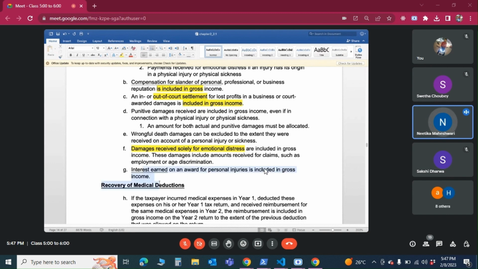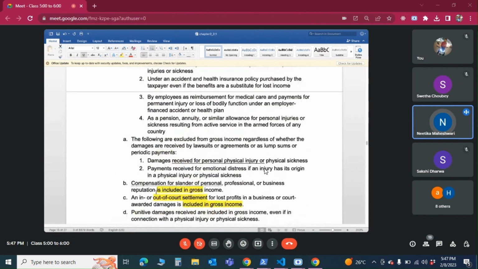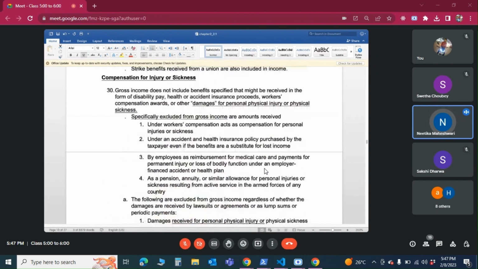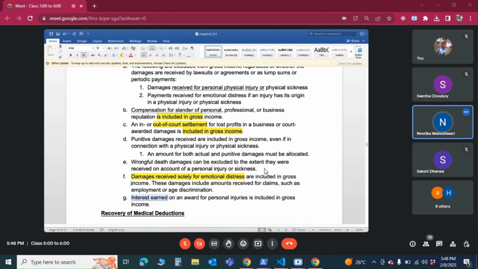Any interest earned on an award will always be taxable, even though the award itself is not taxable income. If there is a delay from the insurance company or the employer and they say, fine, there is a delay of 6 months, but we'll pay you a reasonable interest, the interest will come up as a taxable amount. In general, we need to remember that if there is a physical injury, the insurance money given, or any medical reimbursements or compensation, in general are not considered taxable income.